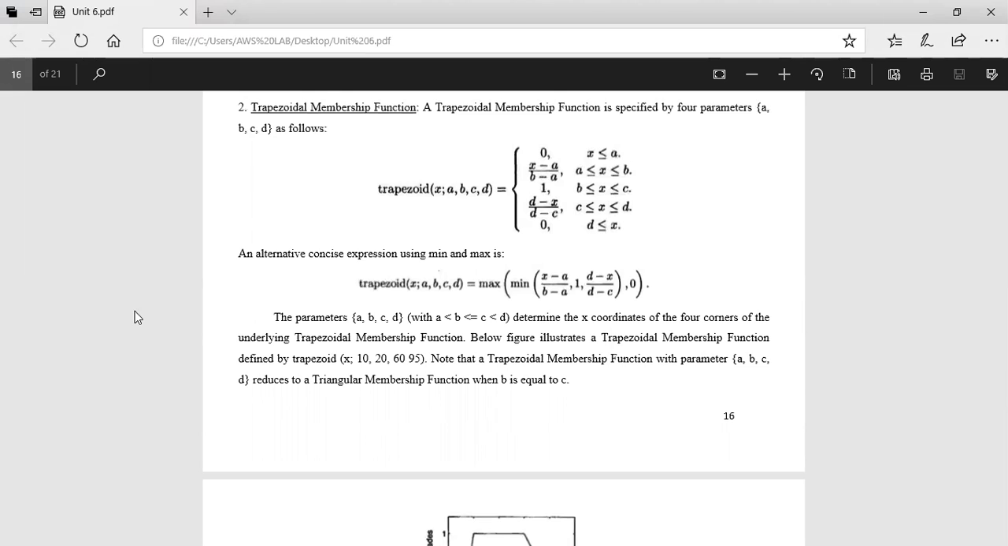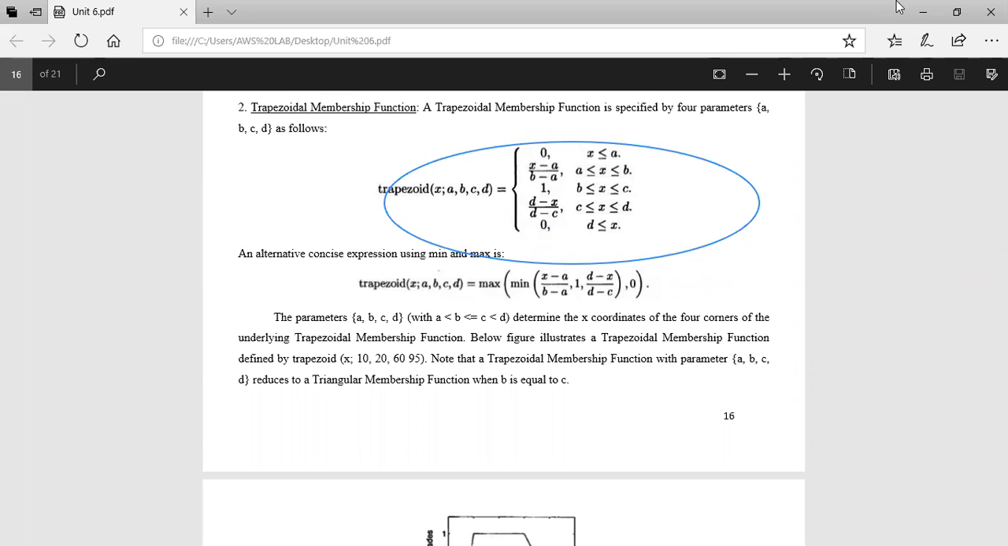In order to represent the equation, we will be representing it like this. Trapezoidal of x colon a comma b comma c comma d is equal to, like before, 0 to start with: 0 when x less than or equal to a, (x minus a) by (b minus a) when a less than or equal to x less than or equal to b. Next 1 when b less than or equal to x less than or equal to c, (d minus x) by (d minus c) when c less than or equal to x less than or equal to d, and finally 0 when d less than or equal to x. So this is how we are going to represent the function.